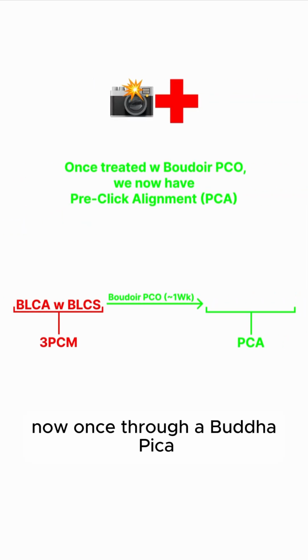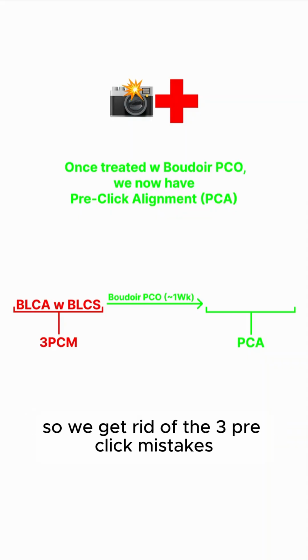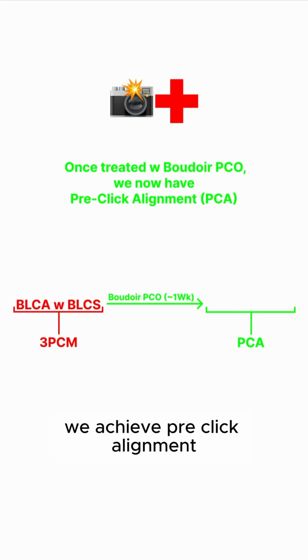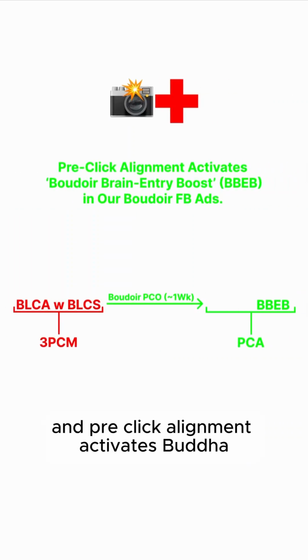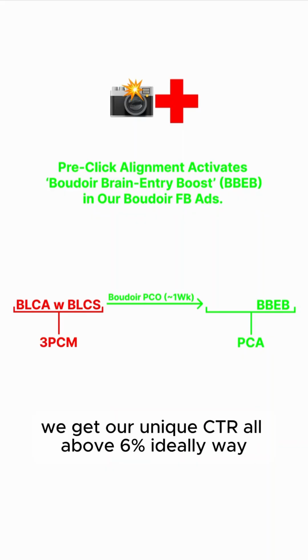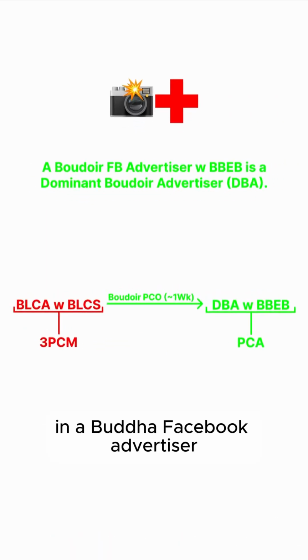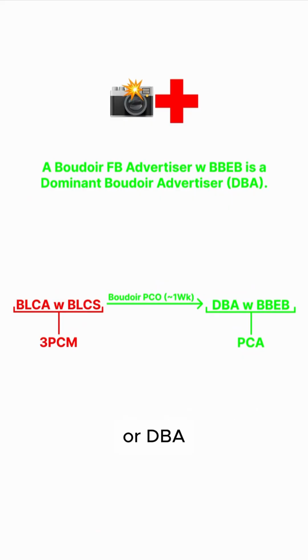Now, once treated with Boudoir Pico, we now have pre-click alignment, PCA. So we get rid of the 3 pre-click mistakes, we achieve pre-click alignment. And pre-click alignment activates Boudoir brain entry boost in our Boudoir Facebook ads. Basically, we get our unique CTR all above 6%, ideally way, way, way above it. And a Boudoir Facebook advertiser with Boudoir brain entry boost is a dominant Boudoir advertiser, a DBA.